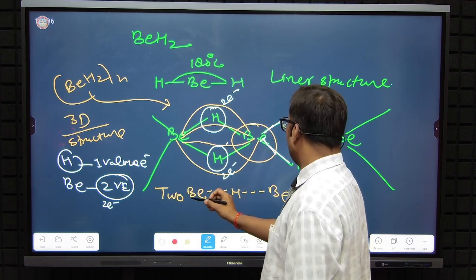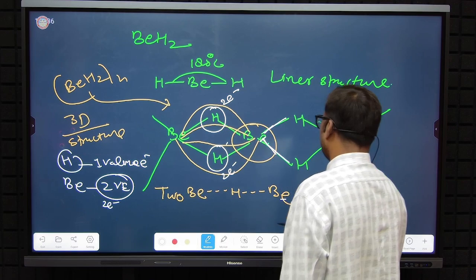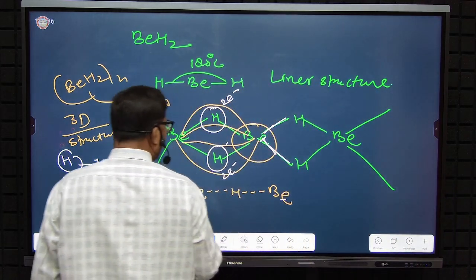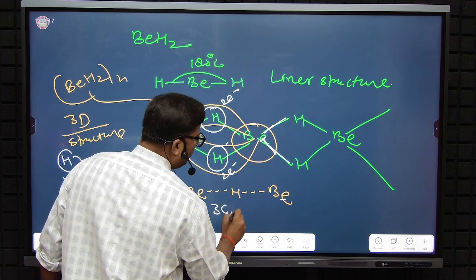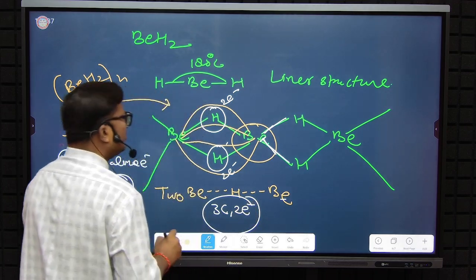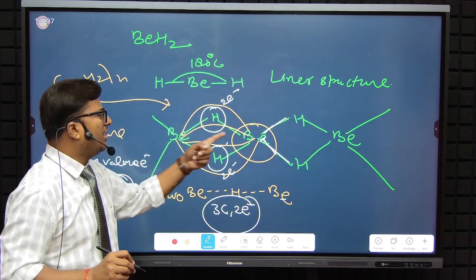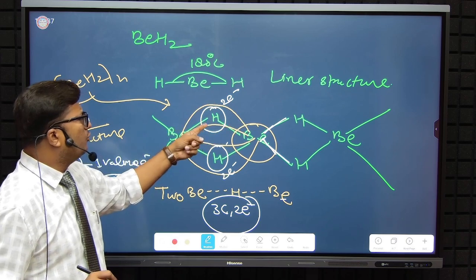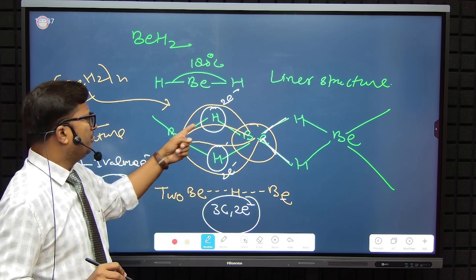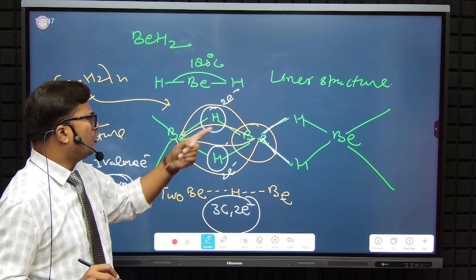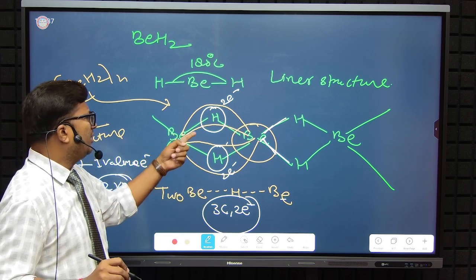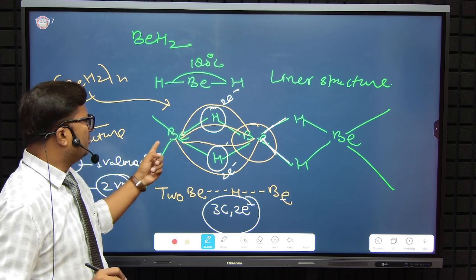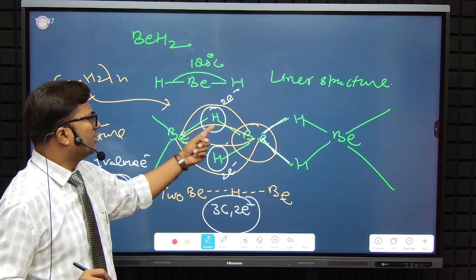So overall, two beryllium-hydrogen-beryllium bridges exist, which are called three centered two electron bonds. Three center means beryllium, hydrogen, and beryllium, but in this bond there are only two electrons. Because of the formation of the covalent bond of beryllium and hydrogen, these two electrons will stabilize all the atoms present in this bridge: beryllium, hydrogen, and beryllium.